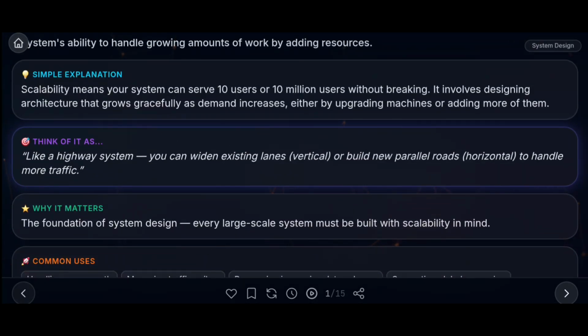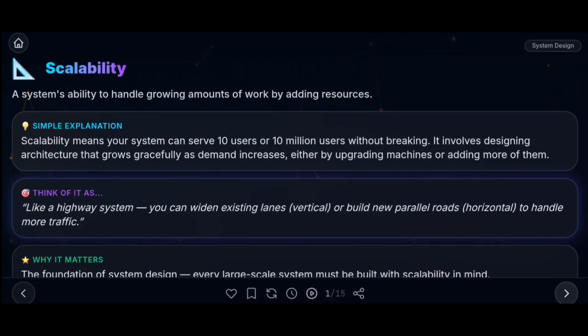Coming to vertical scaling and horizontal scaling. Vertical scaling is increasing the system's capabilities, like increasing RAM, memory and processing speed. Horizontal scaling means, as already mentioned in the analogy, building new parallel roads. It means we can add more machines, more similar machines, to handle that load. This is about scalability.